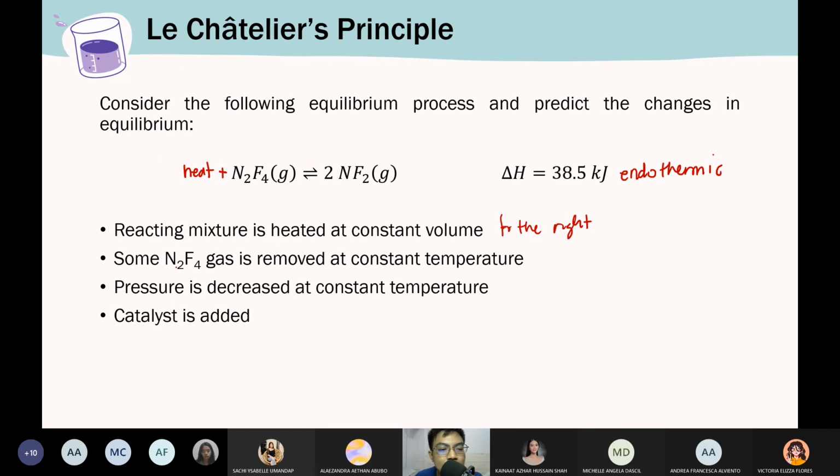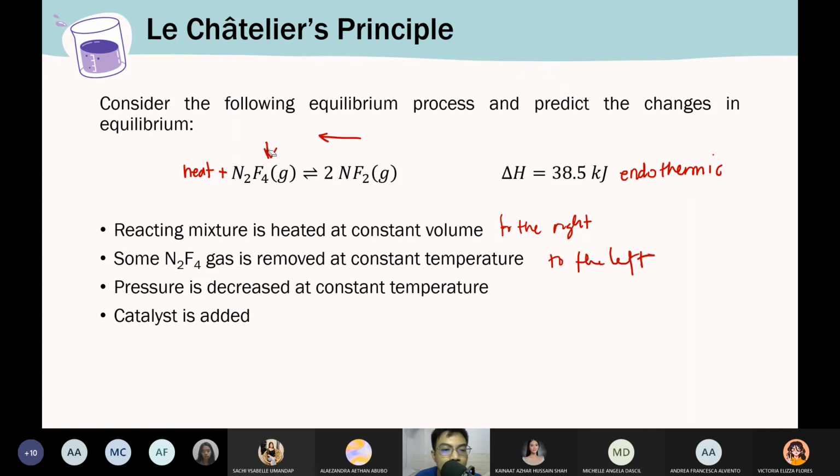Ngayon naman, next, some N2F2 gas is removed at a constant temperature. So it has something to do with the concentration. So again, sabi ko earlier, kung sino binawasan mo, papunta sa kanya yung reaction. So if you decrease the amount of the reactant, you push the reaction to the reactant side.